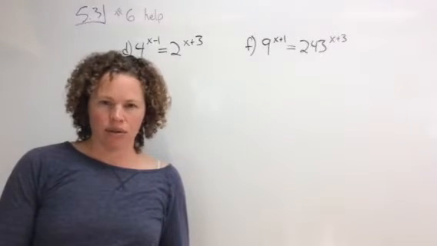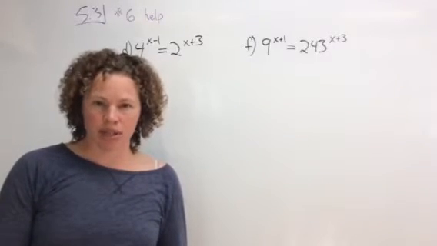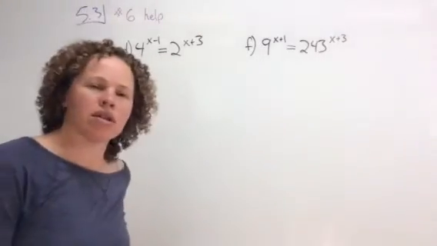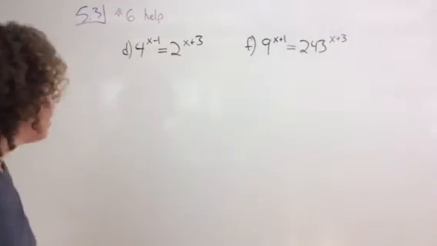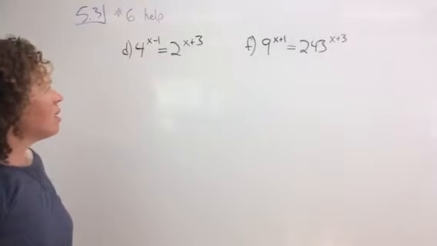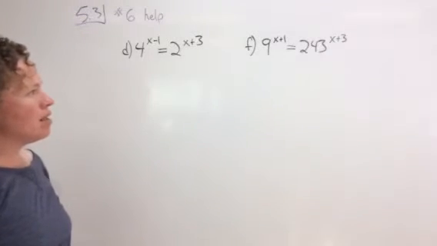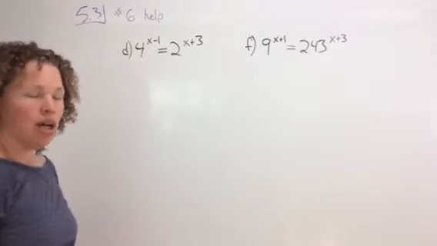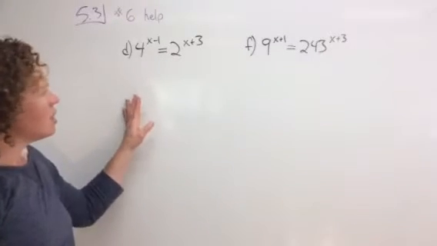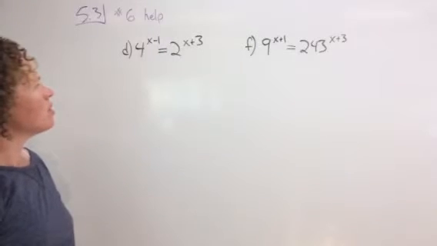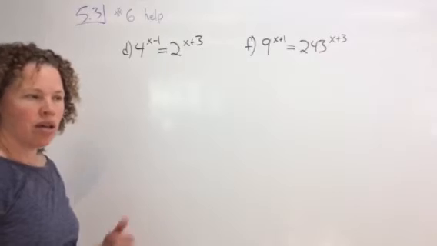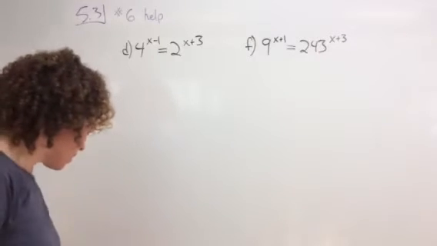I've been asked to help with number 6 on 5.3, which is on page 364. It's a lot like example 1, but they just upped the intensity level a little bit. So I'm going to look at D and F because those ones are a little bit more complex, and hopefully you'll be able to do the rest of them given these examples. So let's get started.